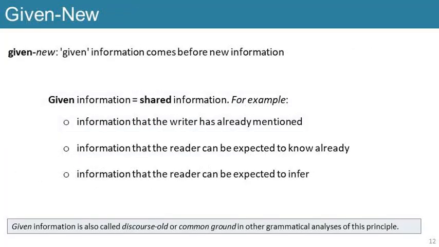The second general expectation is that given information will precede new information. The concept of given information is somewhat vague, but it can be basically understood as information that the writer and the reader share. For example, because the information has already been mentioned in the discourse, or because it is information that the reader can be expected to know already, or to be able to infer.